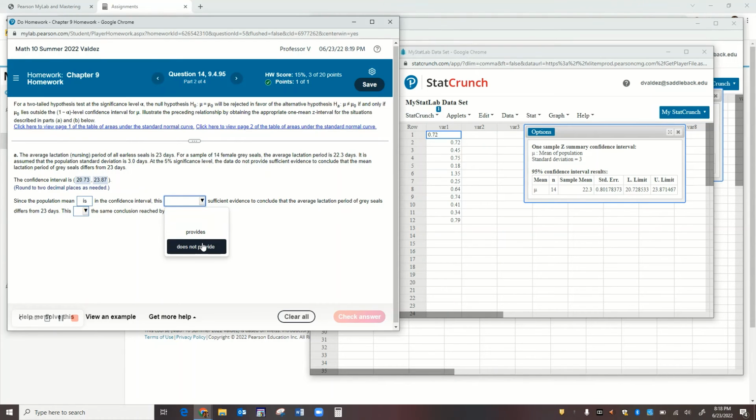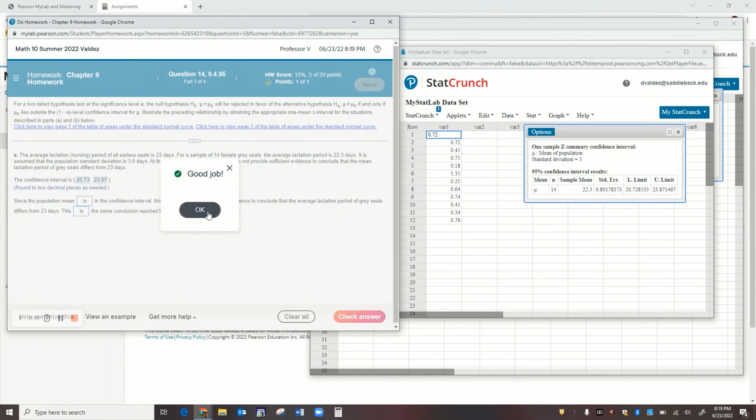This does not provide sufficient evidence to conclude that the average lactation period of gray seals differs from 23 days. This is the same conclusion reached by the hypothesis test. Remember, in the hypothesis test, they said the data do not provide sufficient evidence to reject the null. And that's because the sample mean is not different enough from the proposed population mean. So that's the same thing as saying, hey, it lies within the confidence interval, so I'm not going to reject the null. It looks like it's checking out.